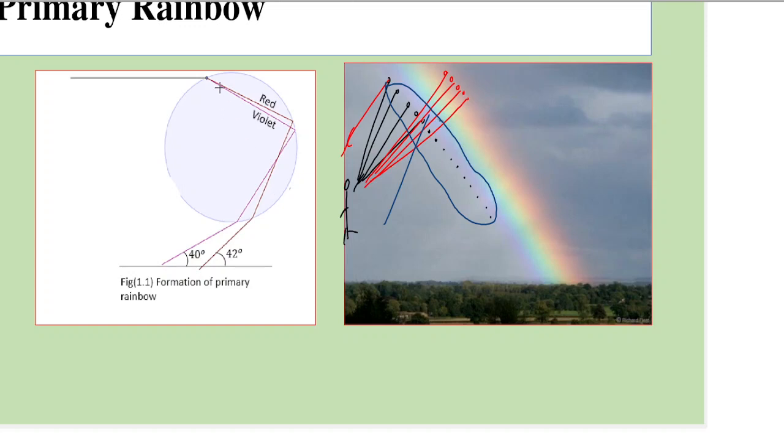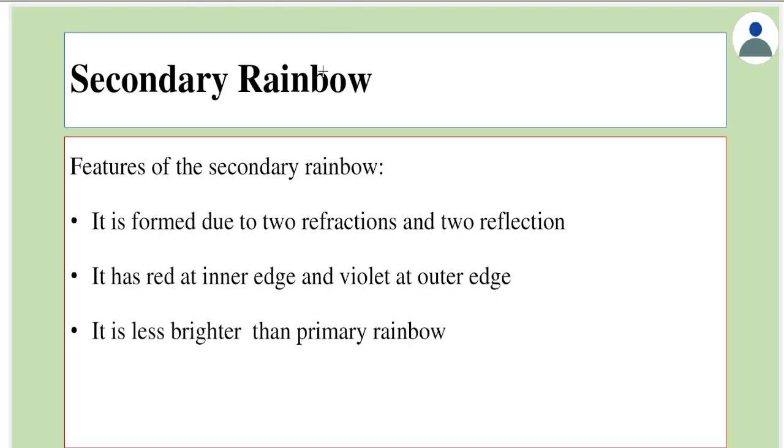As told earlier, here light is refracting, that is dispersing, and reflecting, and again refracting. So in case of a primary rainbow, we will have two refractions and one reflection. This is called a primary rainbow. The next is the secondary rainbow.